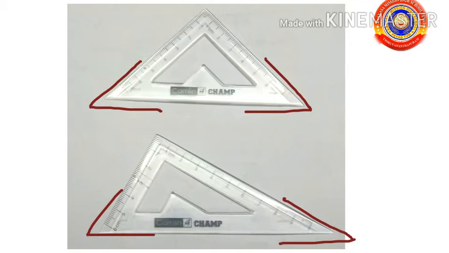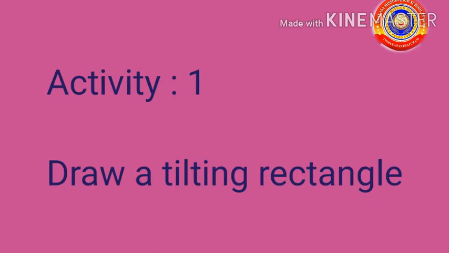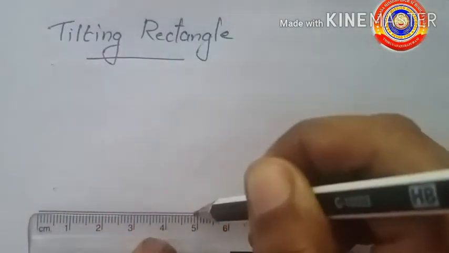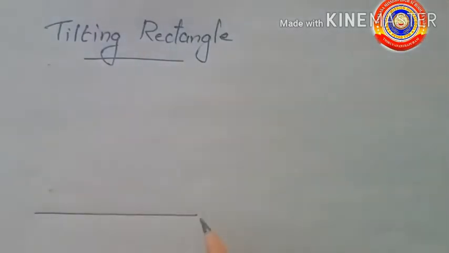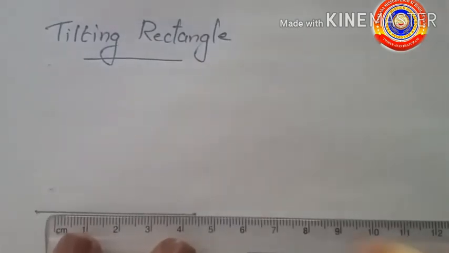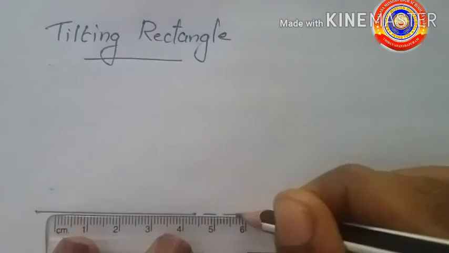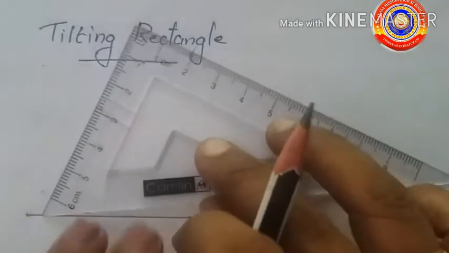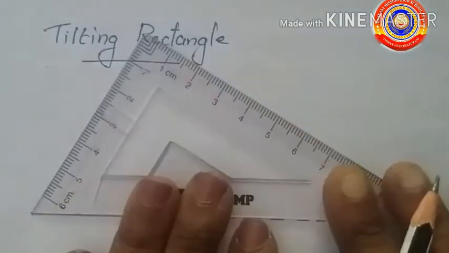Now, we are going to draw a tilting rectangle. Activity number 1. Draw a tilting rectangle. For this, take a ruler and draw a line 5 cm long. Mark the endpoints. Then draw a dotted line. Then hold the set square on the line. Mark a point on the left side, placing the set square touching the left endpoint.